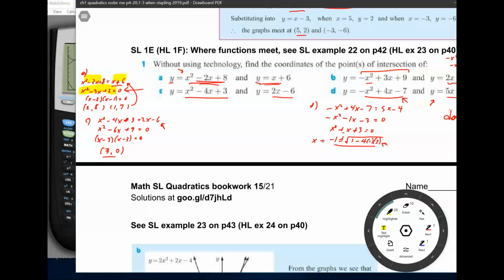So be careful. A lot of people, once they find the 2 x coordinates, sometimes they'll plug it back into the new quadratic. And of course, they're always going to get 0, right? The only way you're going to get the real y coordinate is if you plug it back into the linear function or the original quadratic function. So that's it for this section.